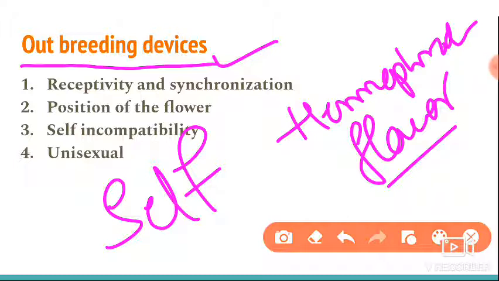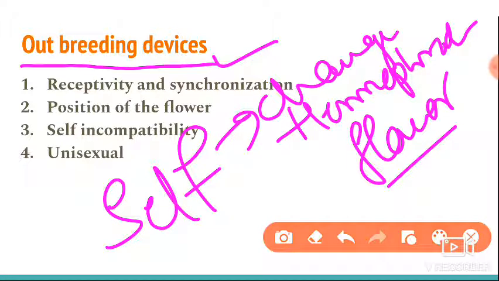And if self pollination occurs continuously, there is no change in the genes, because the pollen grains are coming from the same flower of the same plant. So there is no change in the genes, and also no variation in the plants or in the flowers. But animals as well as plants require changes or variations. That condition is not possible in case of self pollination.